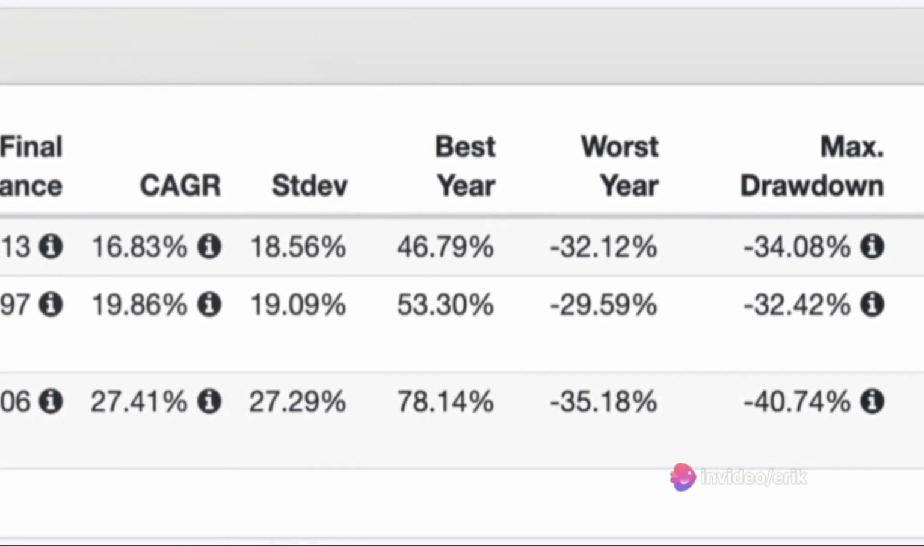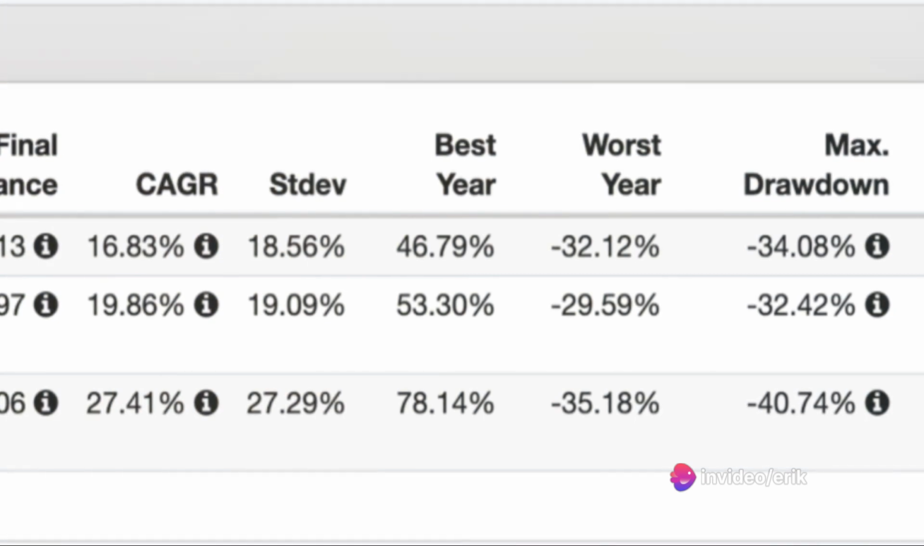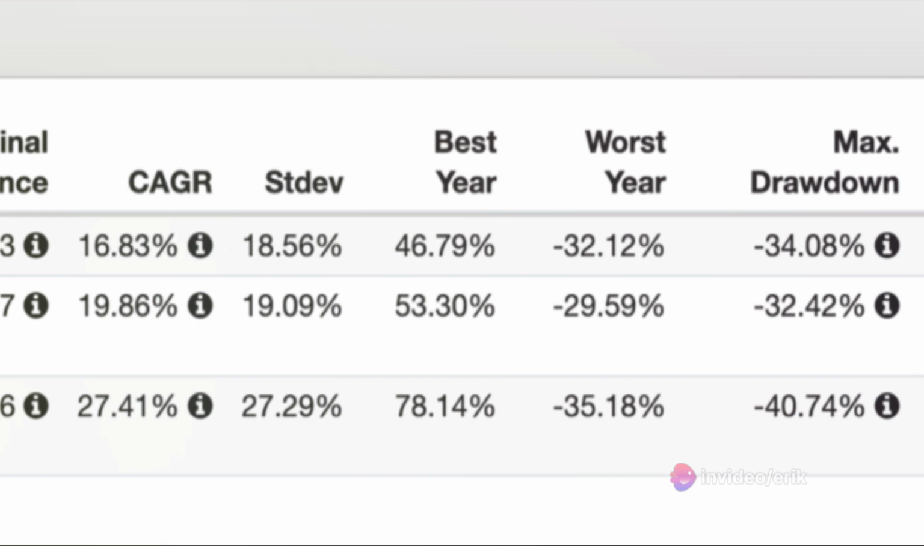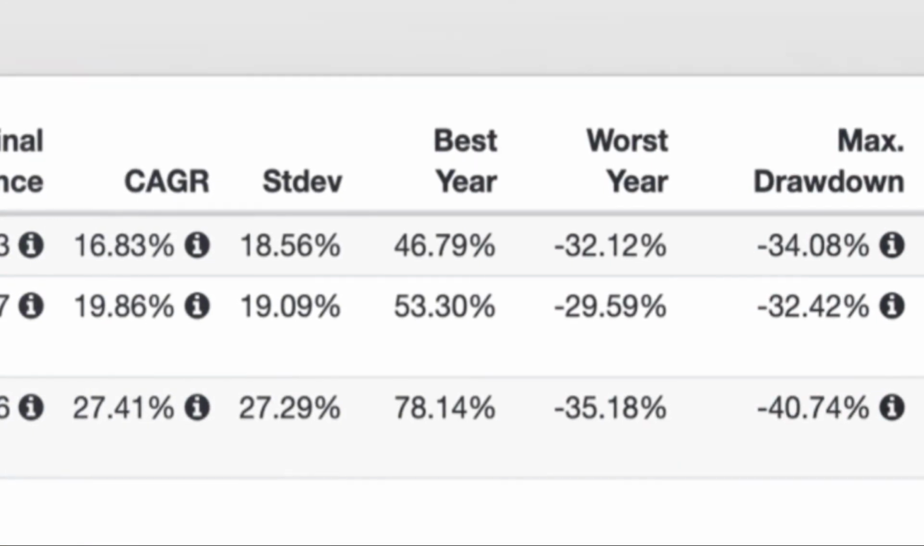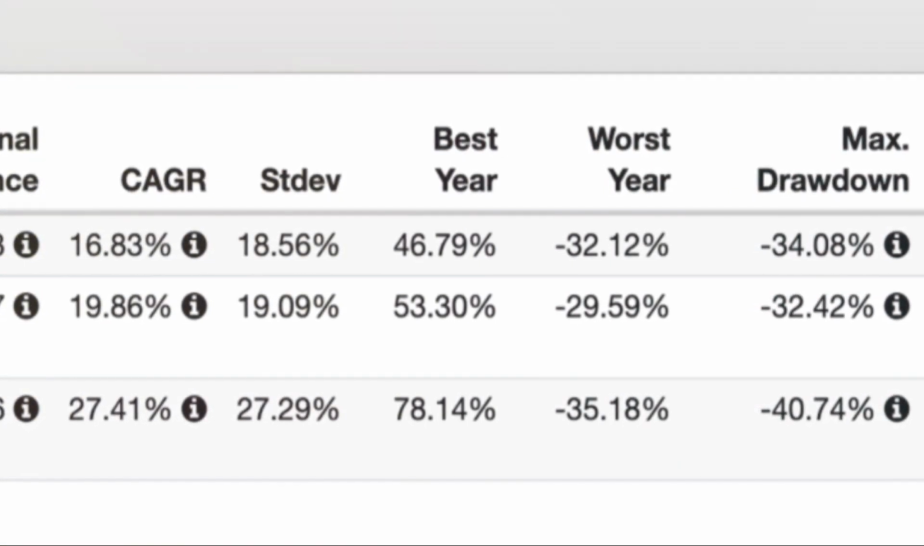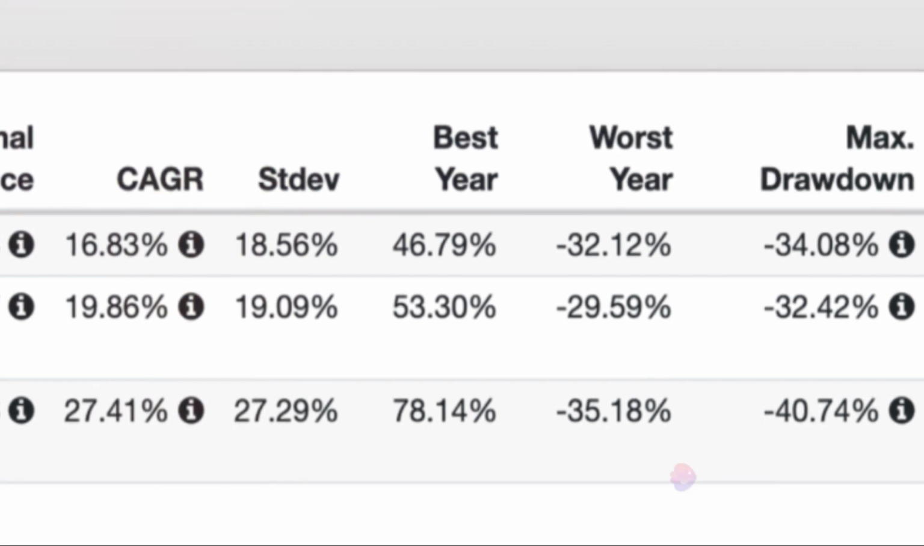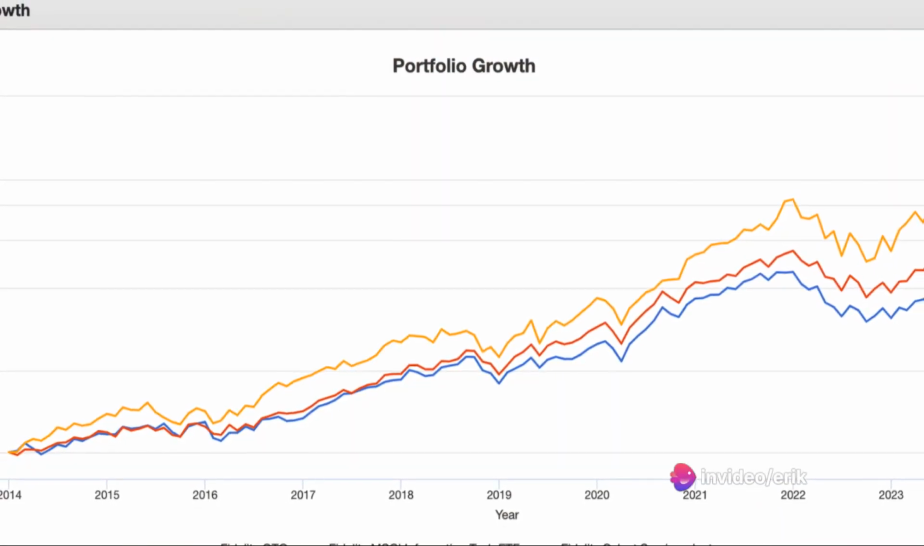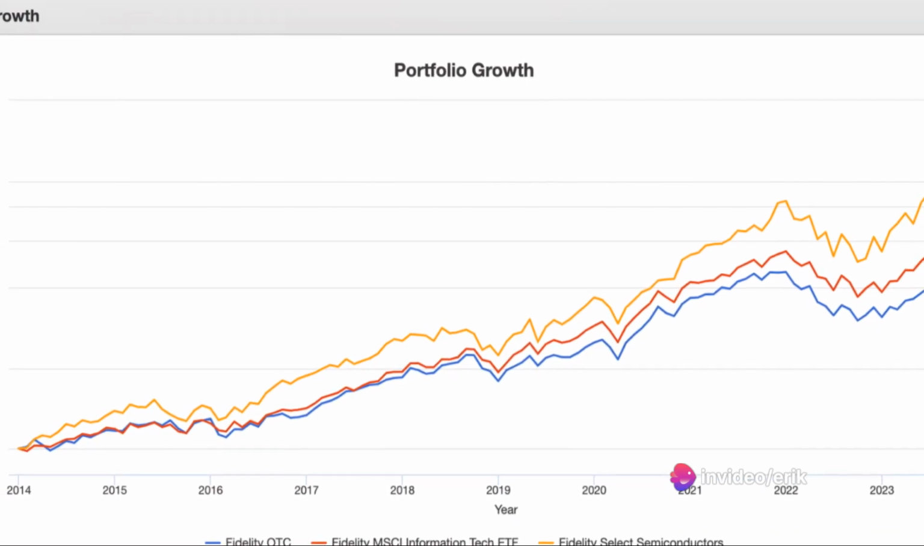With an initial balance of $10,000, it ballooned to $48,613. Its compound annual growth rate, or CAGR, hit a decent 16.83%, although the journey wasn't always smooth, as evidenced by a standard deviation of 18.56%.